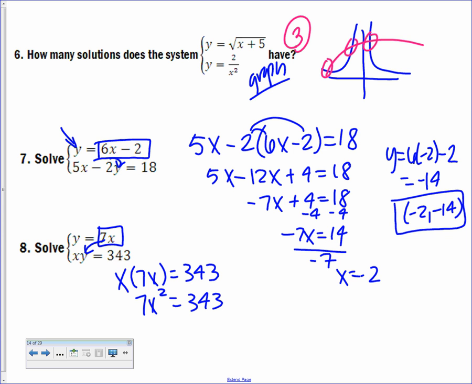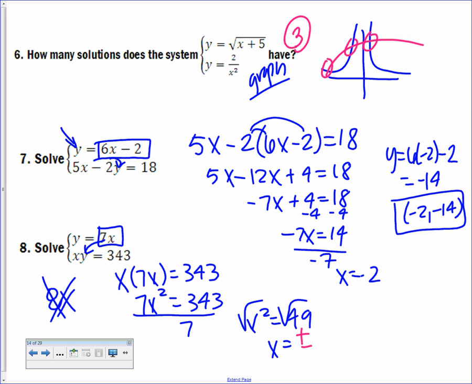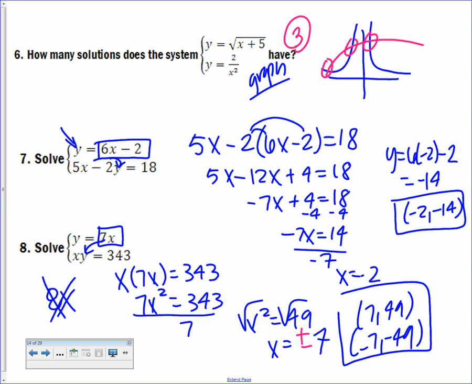Remember that we should be dividing by 7 here first. So we should get x squared equal to 49 and then square root it. So x should equal, oh, please do remember this part, plus or minus 7. So we're actually going to have 2 ordered pairs here: 7, 49 and negative 7, negative 49. Two separate ordered pairs.